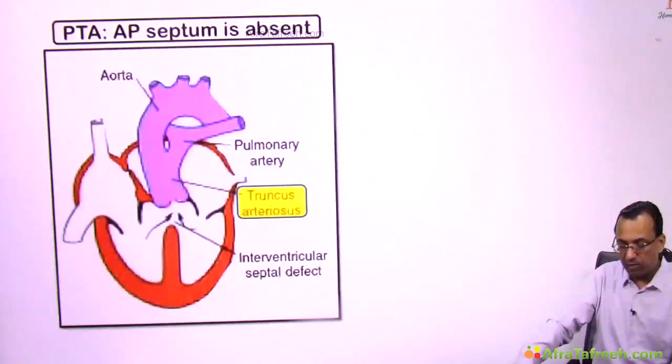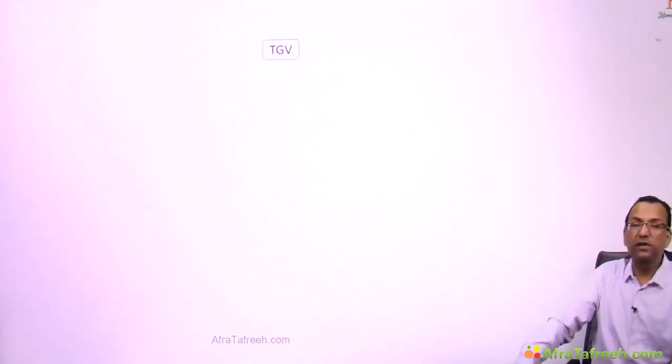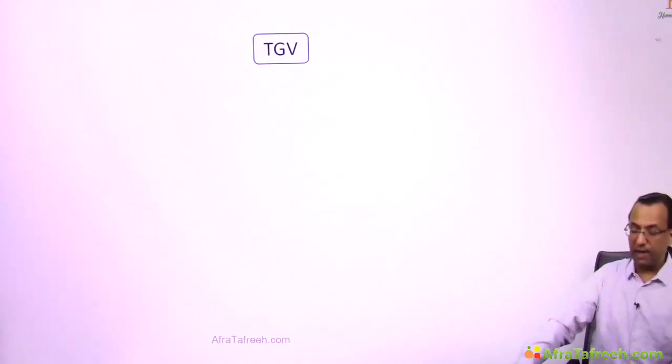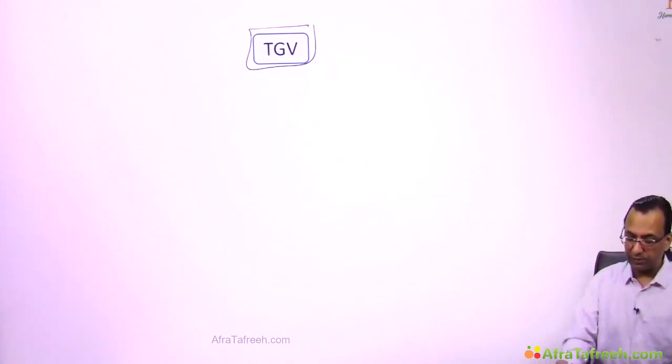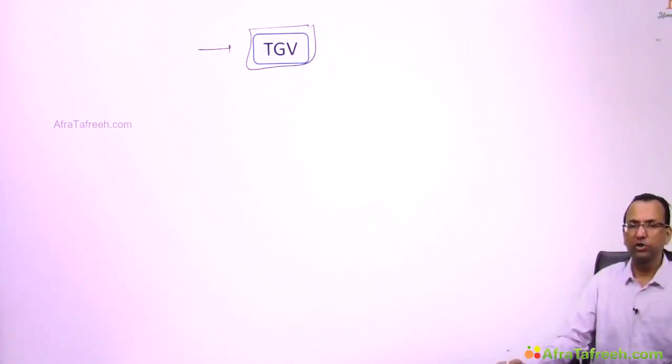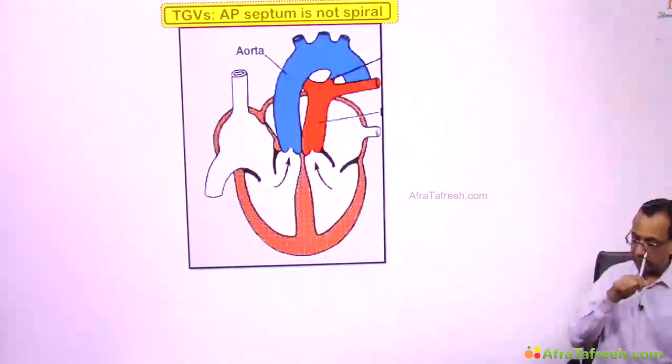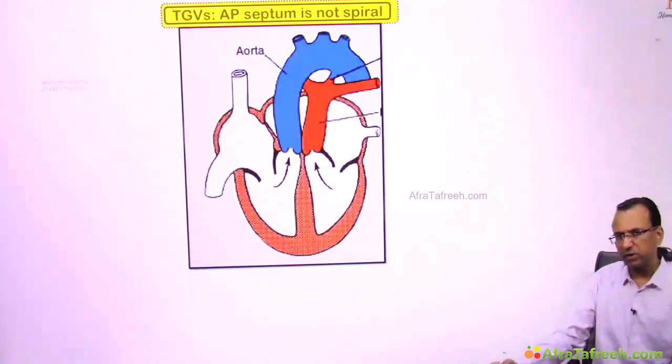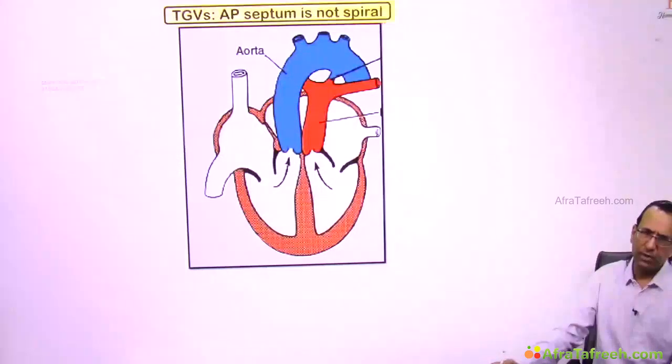And what about anomaly number 2? Anomaly number 2 is transposition of great vessels. And why do we have transposition of great vessels? Because the AP septum is not spiral. Okay, the AP septum is not spiral. Yes. So the vessels are not spiral? No. So they are straight? Yes. And they open into the opposite ventricle? Yes. Which ventricle are they opening into?